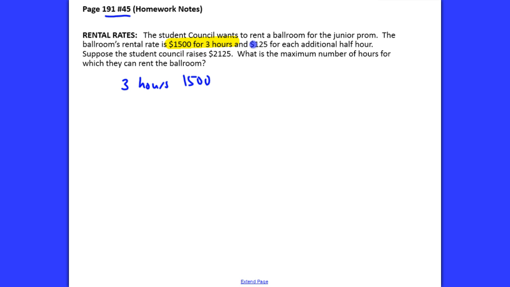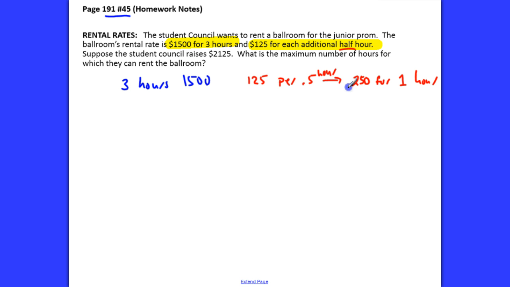And then here's another interesting thing. It's $125 for each additional half hour. You see that? You're paying $125 per half hour. Okay, so there's a couple ways we could deal with that. $125 per half hour. Well, if you think, oops, I meant to say 0.5 hours. Okay, well, if you consider how much then would you pay for 1 full hour? You would pay 250, right, for 1 hour because you're paying 125 for a half hour there.